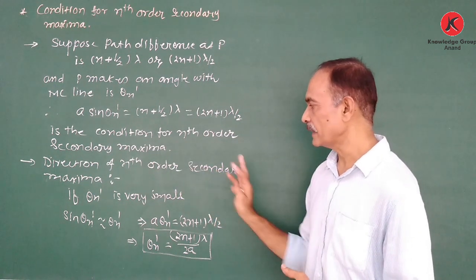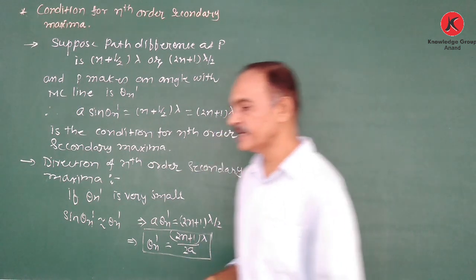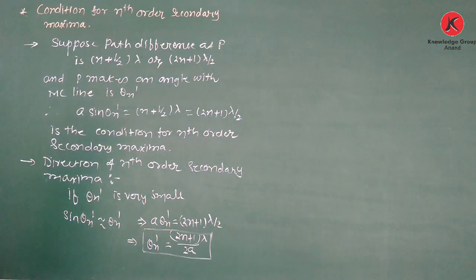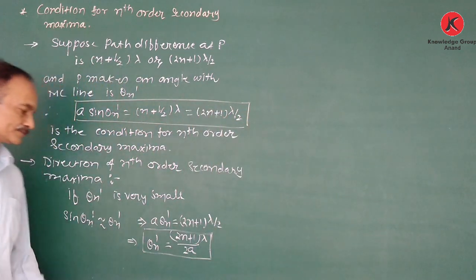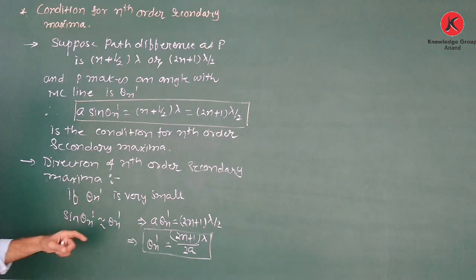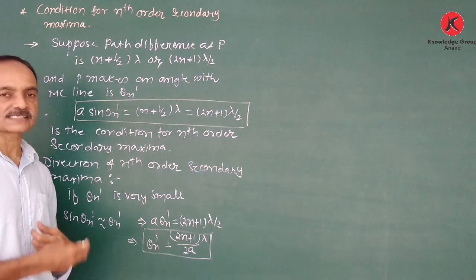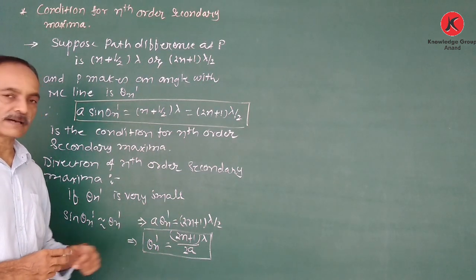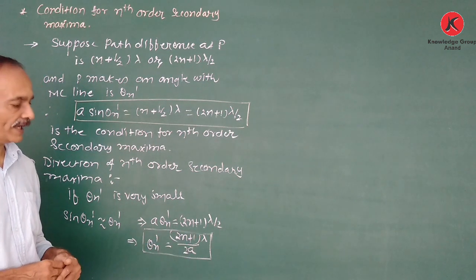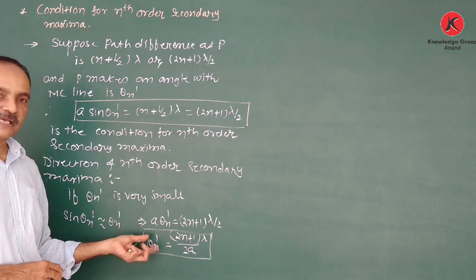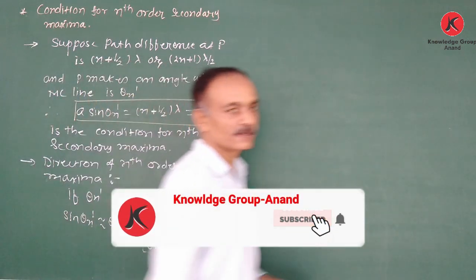Now, what is the direction of nth order secondary maxima? In the above equation, we only have to take theta n dash as very small, and as a result, we obtain the equation of theta n dash. Since theta n dash is very small, sin theta n dash is approximately theta n dash. Therefore, a into theta n dash is equal to 2n plus 1 into lambda by 2. Therefore, theta n dash is equal to 2n plus 1 lambda upon 2a. So the point P is lying in this direction with respect to the MC line, where the nth order secondary maxima is obtained.